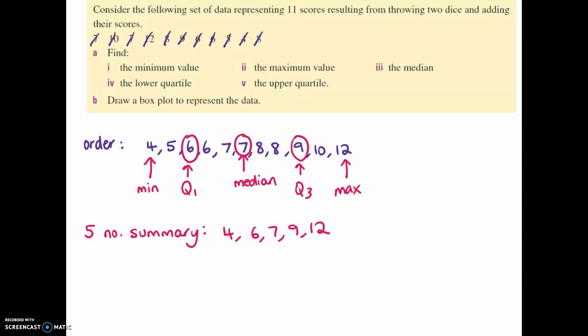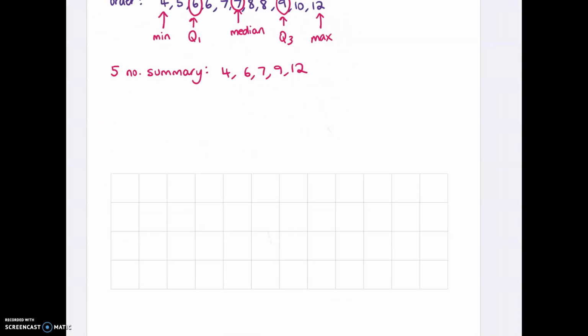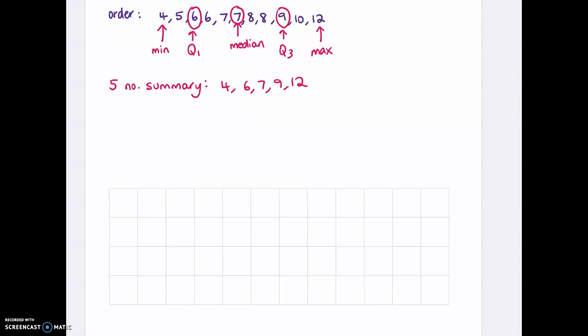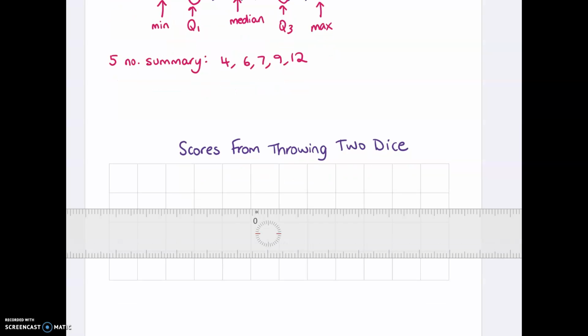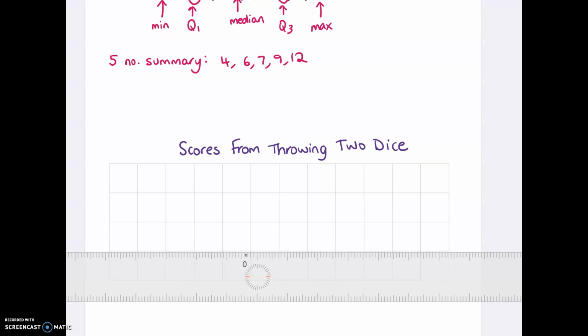Okay, so this is probably going to be the first one that you're graphing. So further down, we've got the grid to put these numbers on. Now remember, these were the scores from throwing 2 dice. So I'm going to put a title: Total scores from throwing 2 dice. So every graph has a title. It's also going to need to have an axis. So I'm going to get my ruler out and I'm just going to draw it along here.